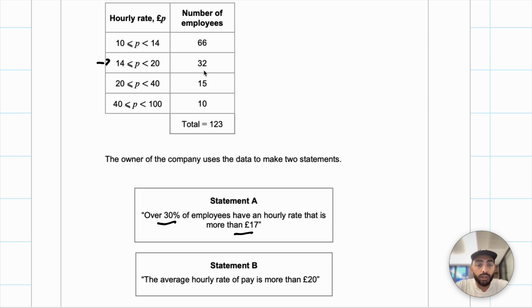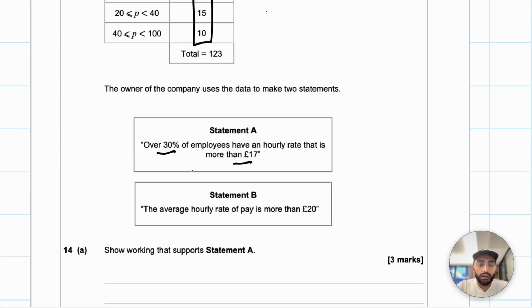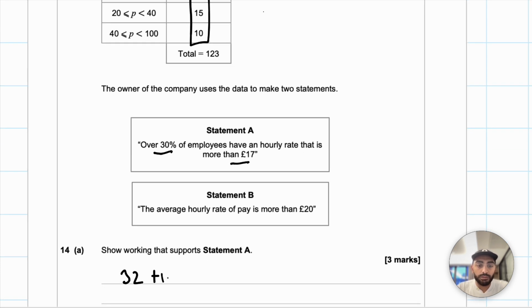If we look at the second row, we can see that 32 people make £14 or more and less than 20. But if all of these people earn more than 17, so for example, we'll just say all of them earn £18, would this amount of people be more than 30%? We have 32 plus 15 plus 10, so 32 add 25, which is 57, and that 57 is out of 123.